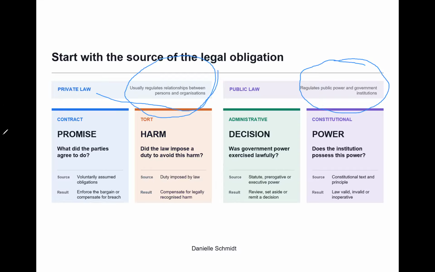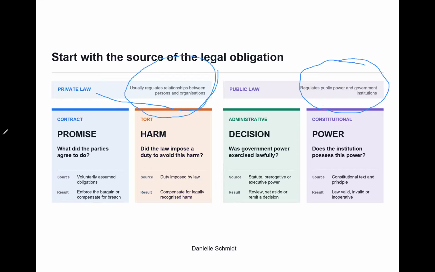So we've got contract law. This is a promise-based obligation. So what did the parties promise or agree to? Usually they are voluntarily assumed obligations in the contract, and the result of this is the enforcement of the bargain or compensation for the breach of the contract.